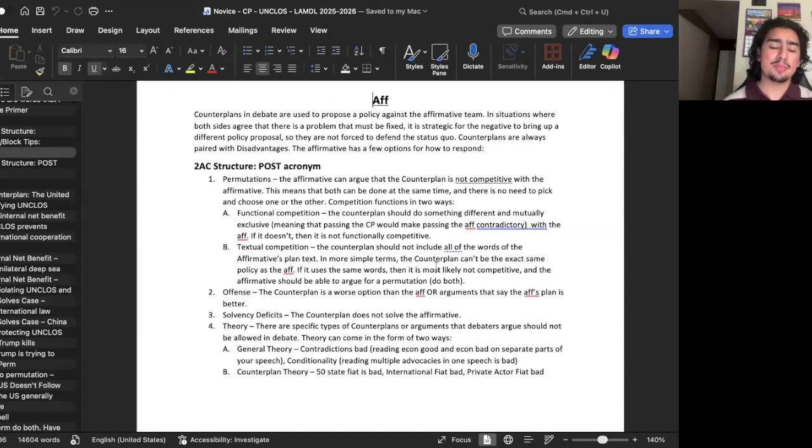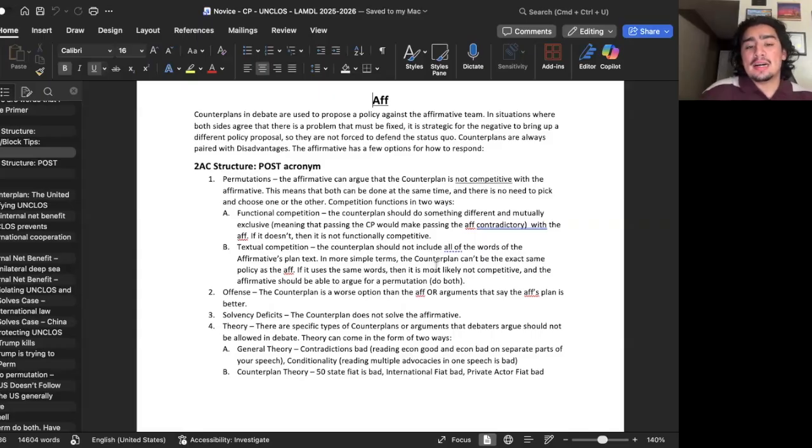A more obvious example is, let's say the affirmative said increase deep sea mining and the counterplan was, how about we just never do it? We ban the ability to do it forever. That would be functionally competitive, for sure. But with an UNCLOS counterplan, there's more gray waters to test, and so it might be functionally competitive, it might not. It is the affirmative's job to prove that the counterplan is not functionally competitive.